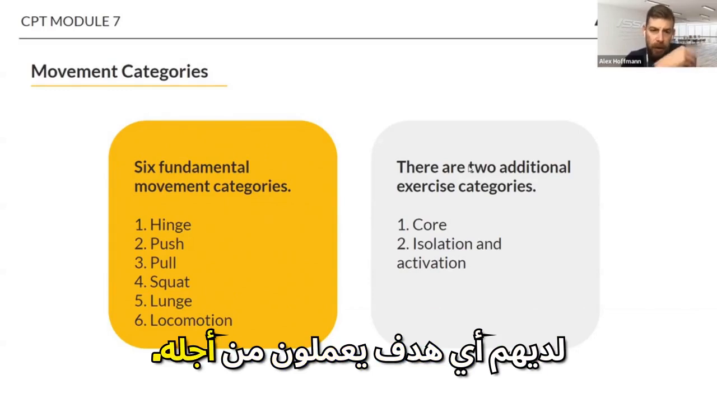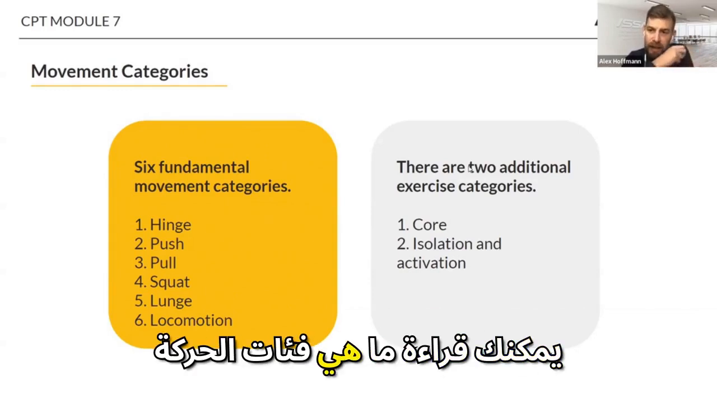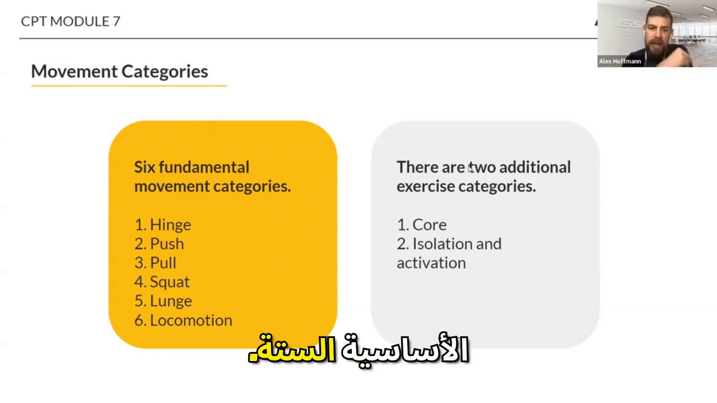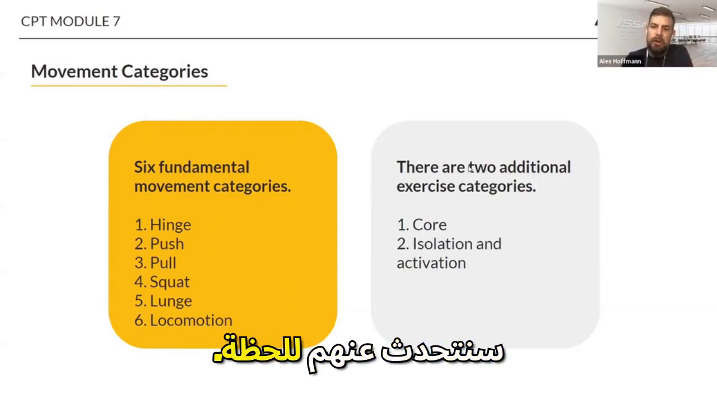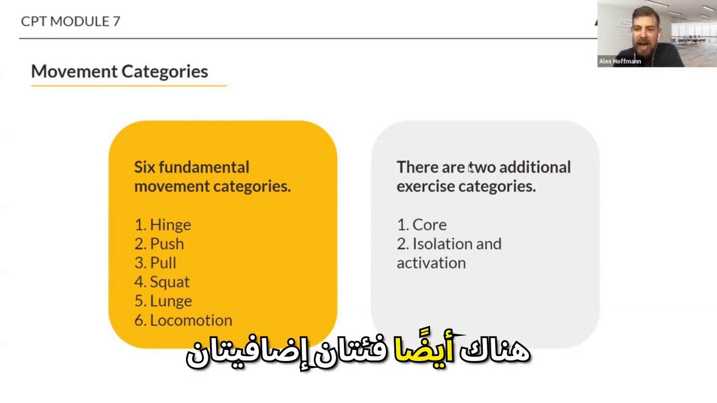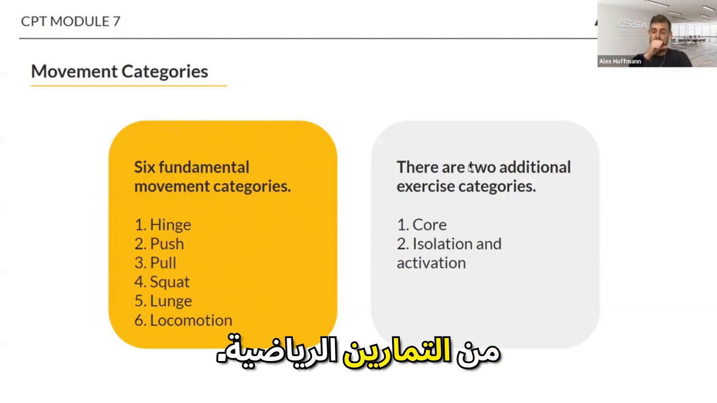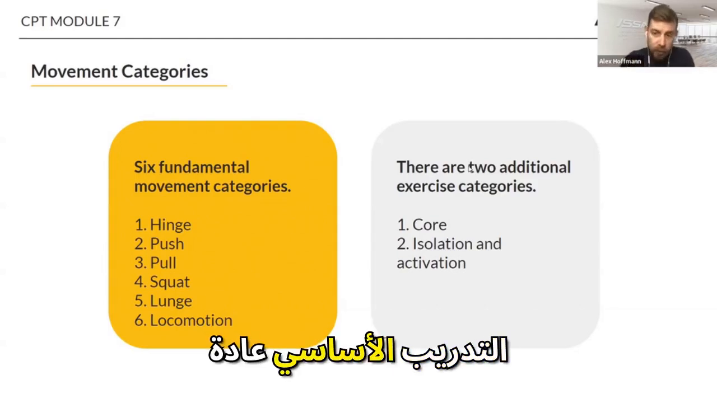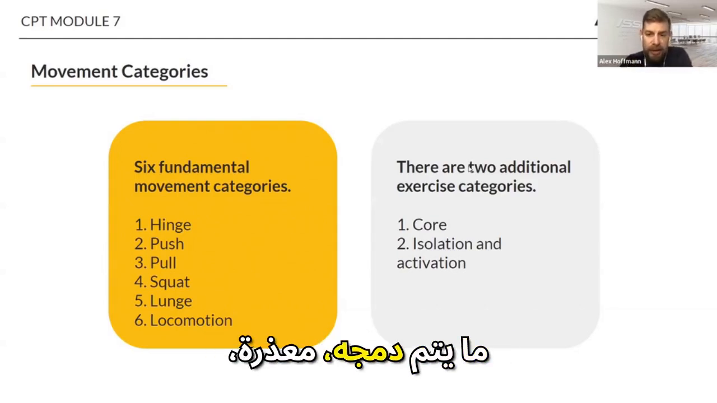And then they also promote optimal movement patterns for clients that have any goal that they're working towards. So you can read through what the 6 fundamental movement categories are. We're going to talk through them momentarily. In addition to the 6 fundamental movement categories that are here, there's also 2 additional exercise categories. Core training is typically going to be incorporated.